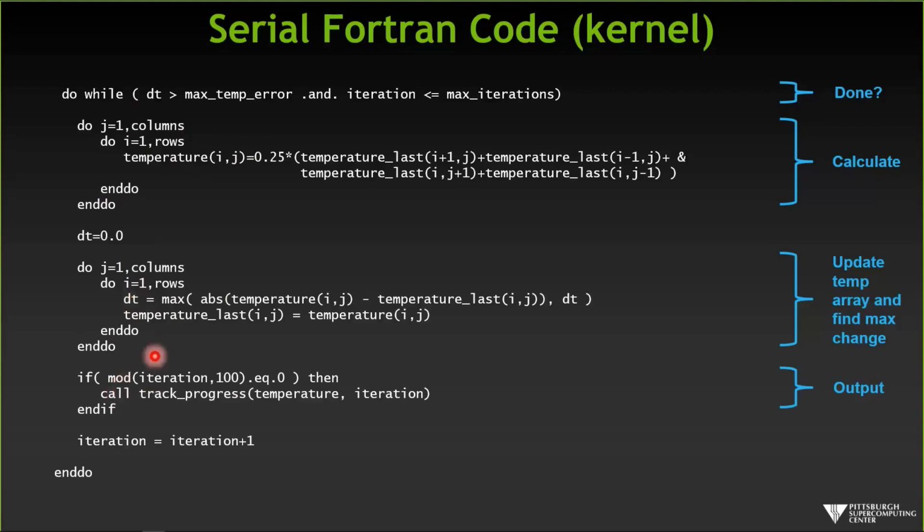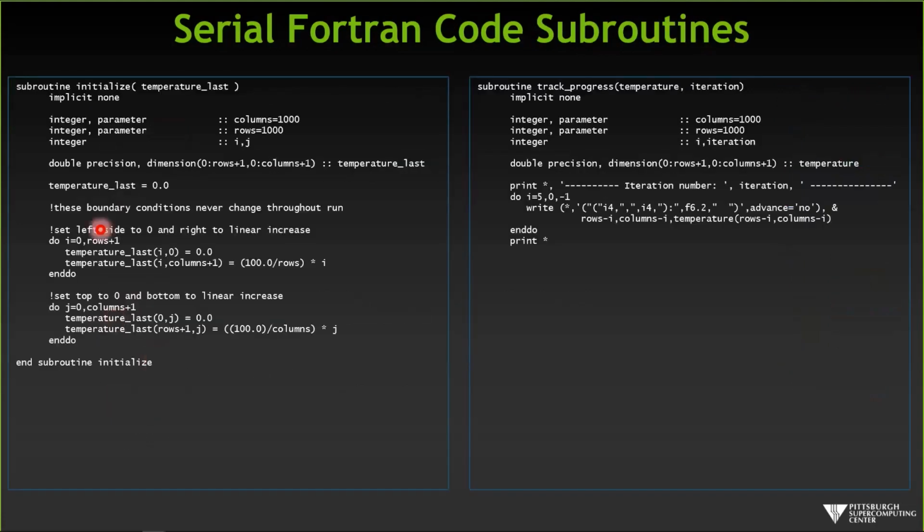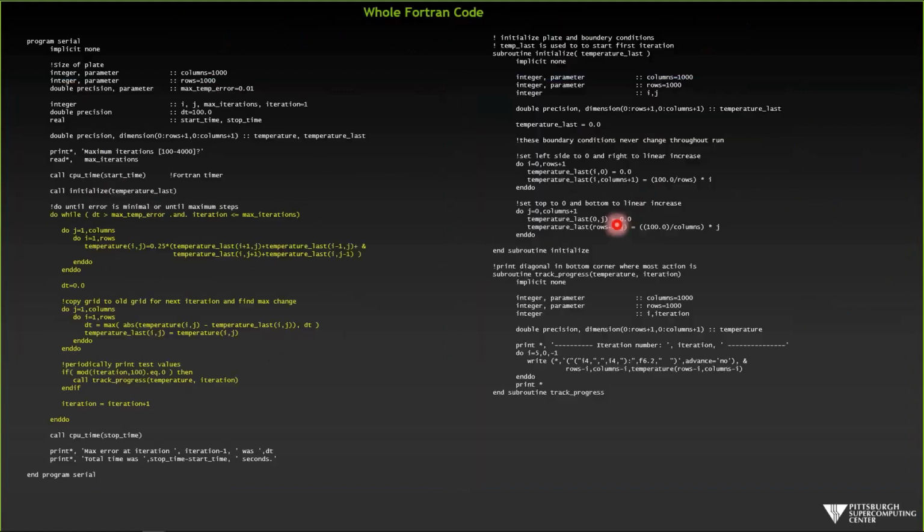So it's the exact same logic, same kind of subroutines. Here's the initialize subroutine that sets the grid equal to 0 and then sets the boundary conditions on the edges. And here's a print subroutine that dumps out some values every 100 time steps. Here's the entire code. So it's no big deal to understand. It's not an overwhelming amount of code.